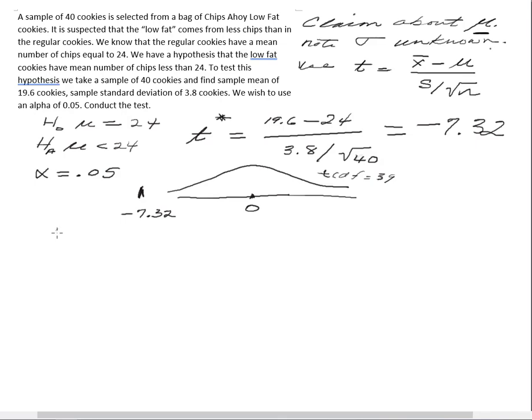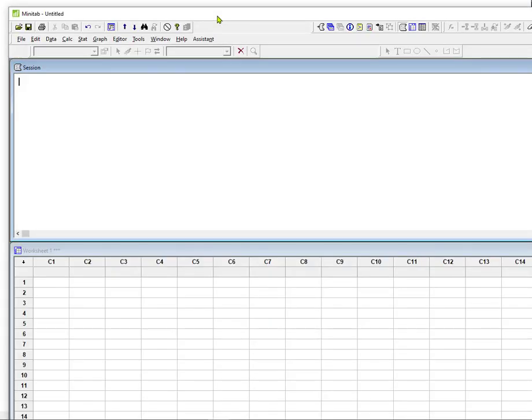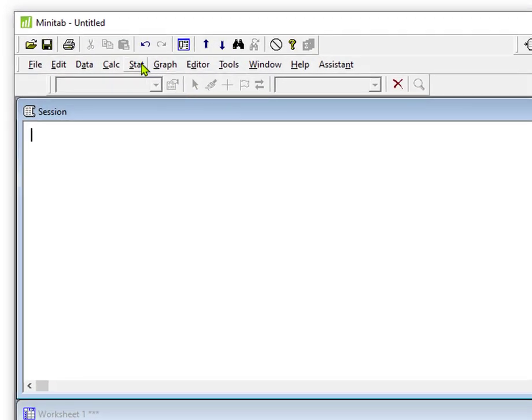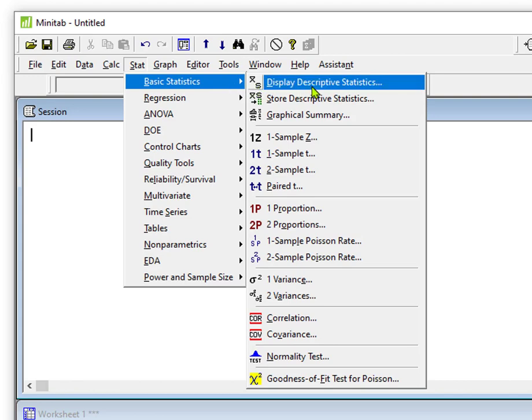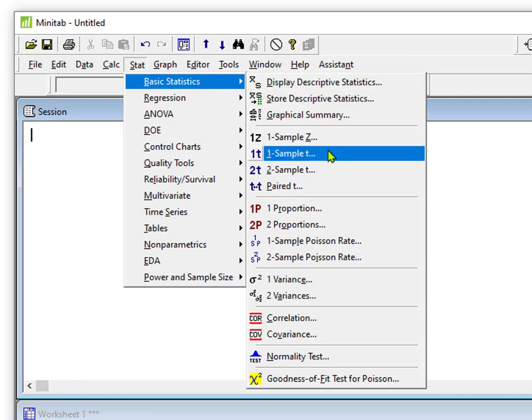I'm going to use Minitab to calculate the hypothesis test here. So let me pull up Minitab, and then I'll show you how we do this. So here's Minitab. Now what do we want to do? Well, we want to do some statistics, so we'll click that tab. This is still considered basic statistics, and I've selected one sample t.